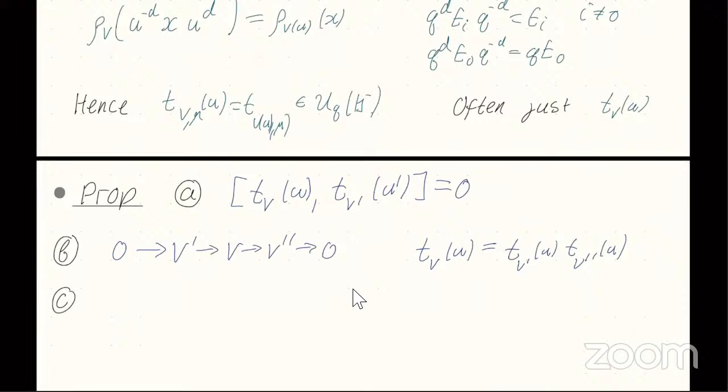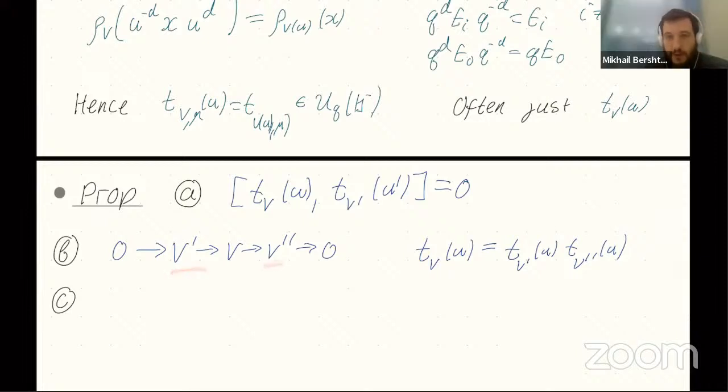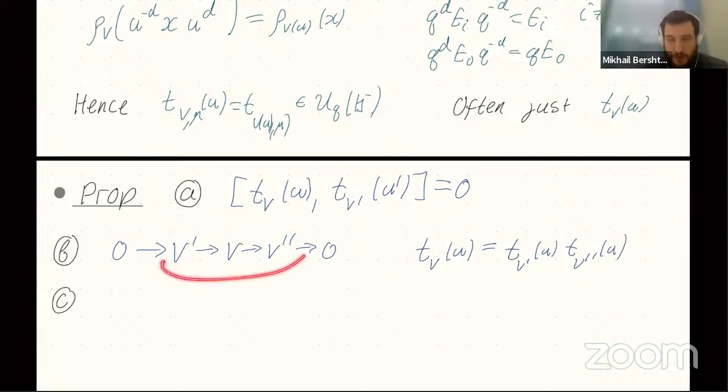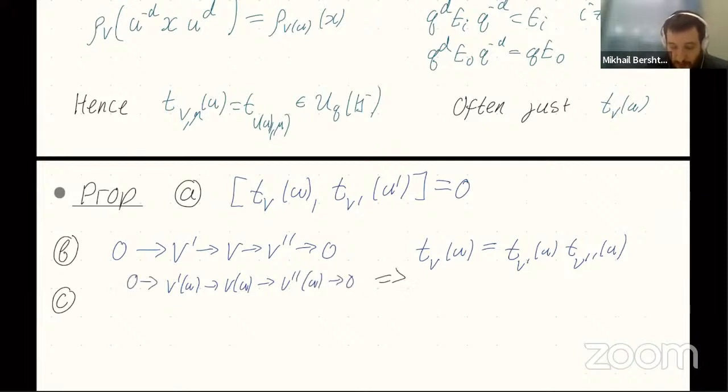And can we change u to u prime and u double prime? If you can do this in this short exact sequence, then yes. Otherwise, no. So if you can twist all this exact sequence, then we have an exact sequence from V prime of u to V of u to V double prime of u. And therefore we get this formula. But for different u and u prime, you do not have such a sequence.